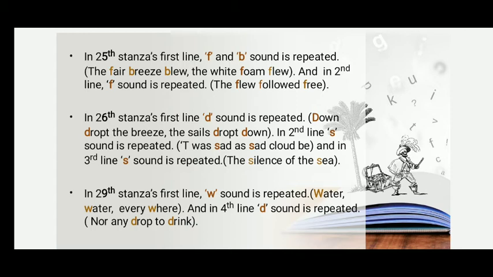Number 4. In 26th stanza, first line, D sound is repeated. Let's see. Down dropped the breeze, the sails dropped down. In second line, S sound is repeated. And in third line, S sound is repeated, the silence of the sea.